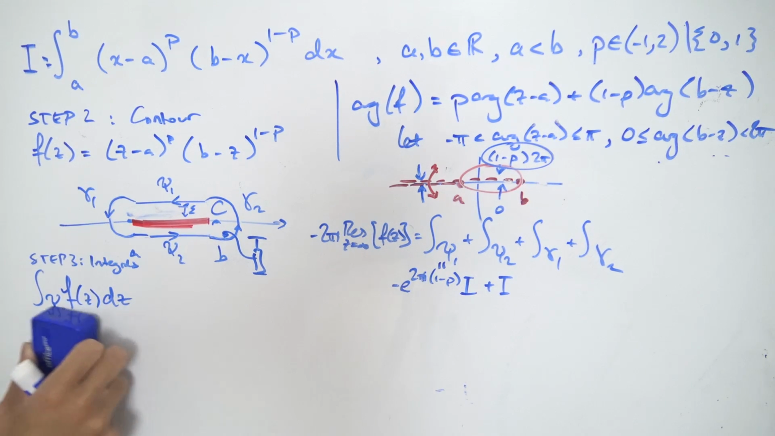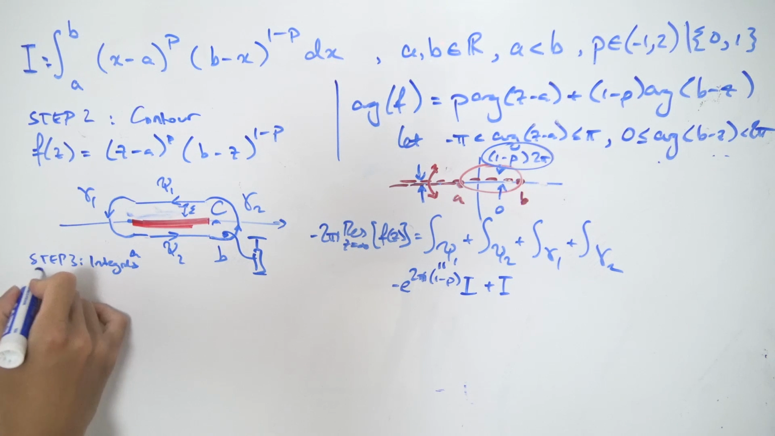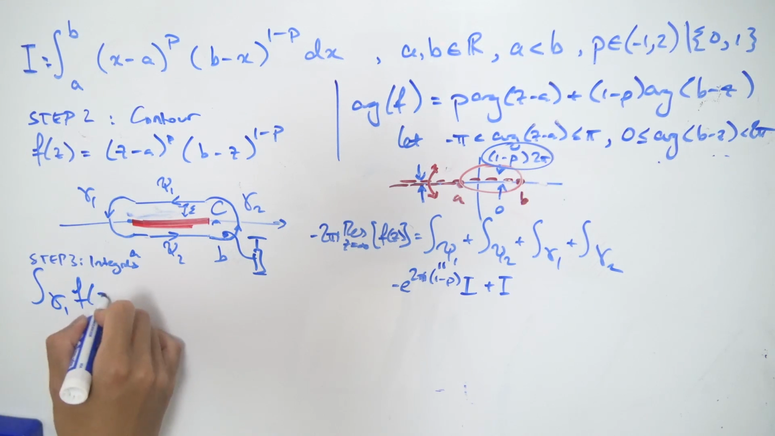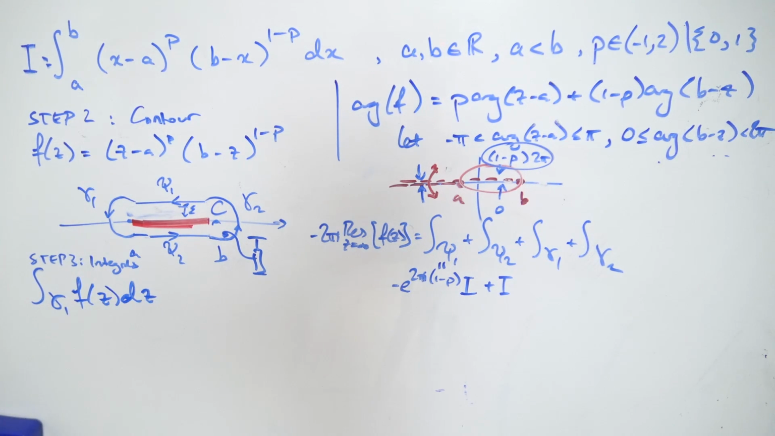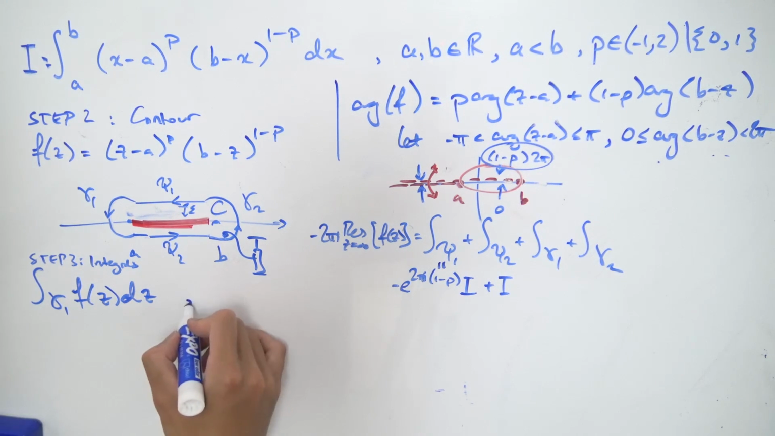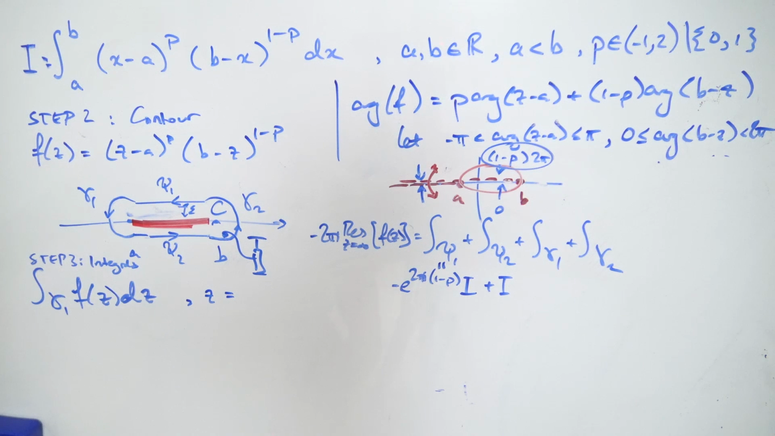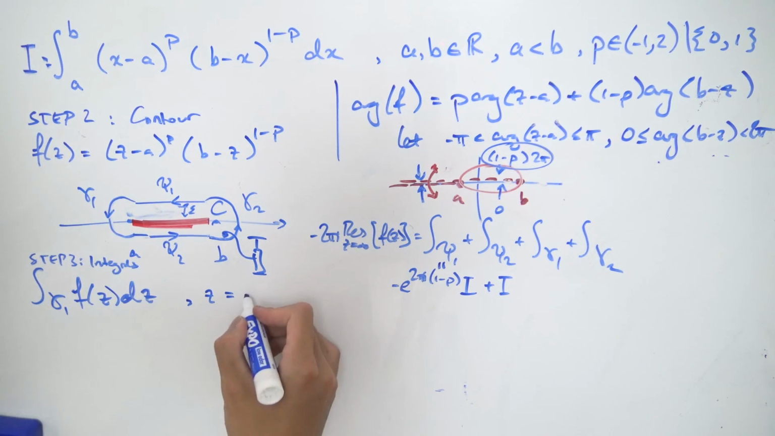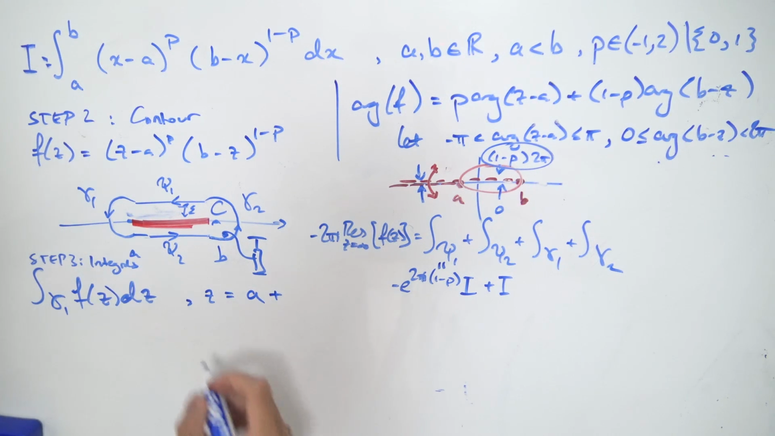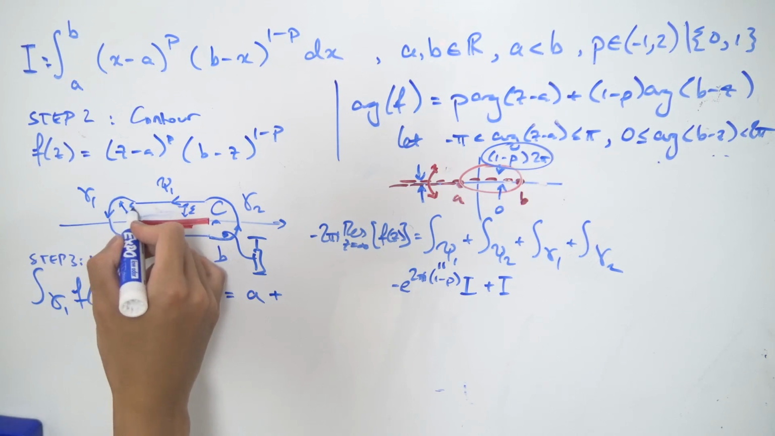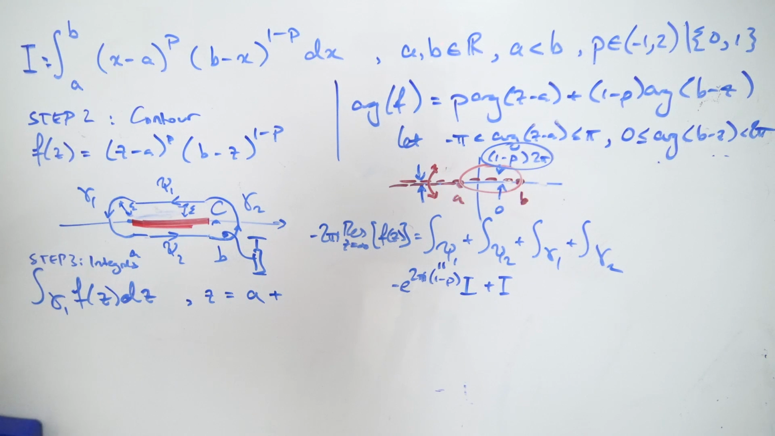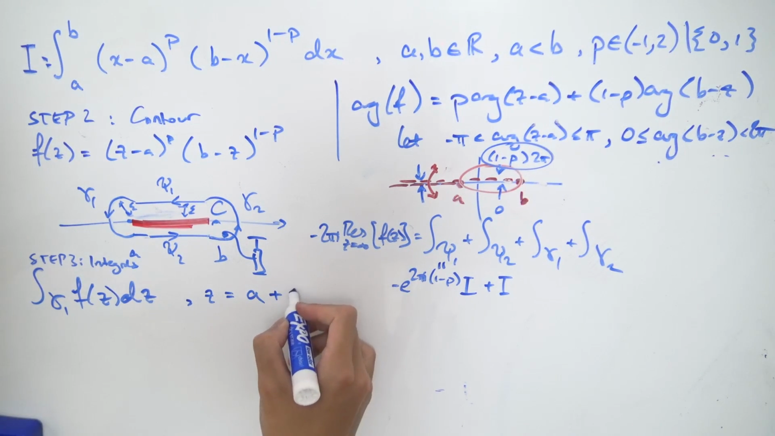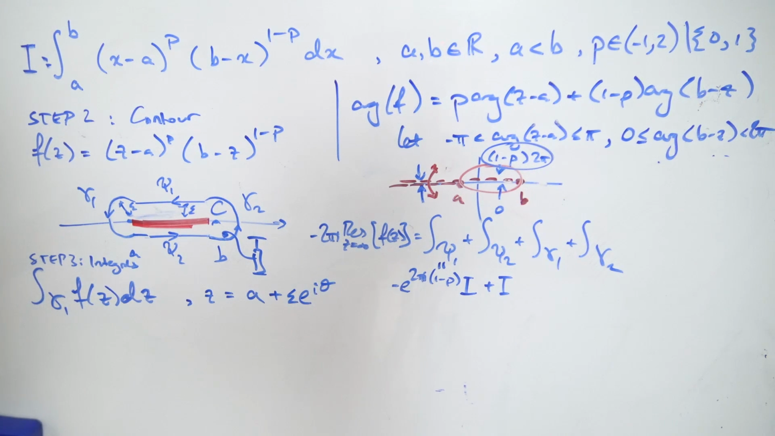Let's go to the integral over gamma 1 now. So integral over gamma 1 of f of z dz. We're going to introduce yet again another substitution. So we're going to be letting z be equal to, now what exactly is gamma 1? It's a circle that's centered around a. So we're going to start at a, and then we're going to add, let's call this a radius over here, epsilon. Once again, it really doesn't matter because it's going to approach 0 in the end anyways. So we're going to have a plus epsilon e to the i theta.